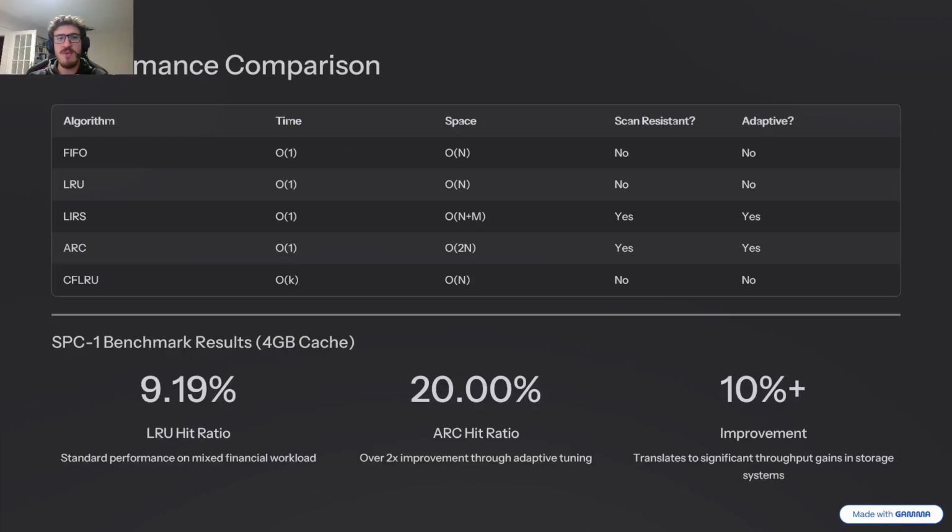Finally, let's look at the numbers. We compared them using the standard SPC1 benchmark, which simulates a financial workload. Traditional LRU only achieved a 9% hit ratio, but ARC reached 20%. That is more than double the performance, which makes a huge difference in system speed.